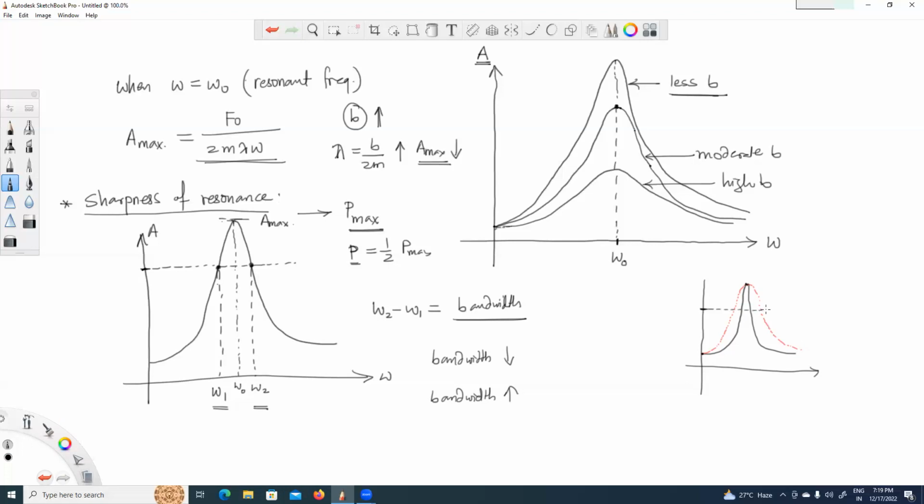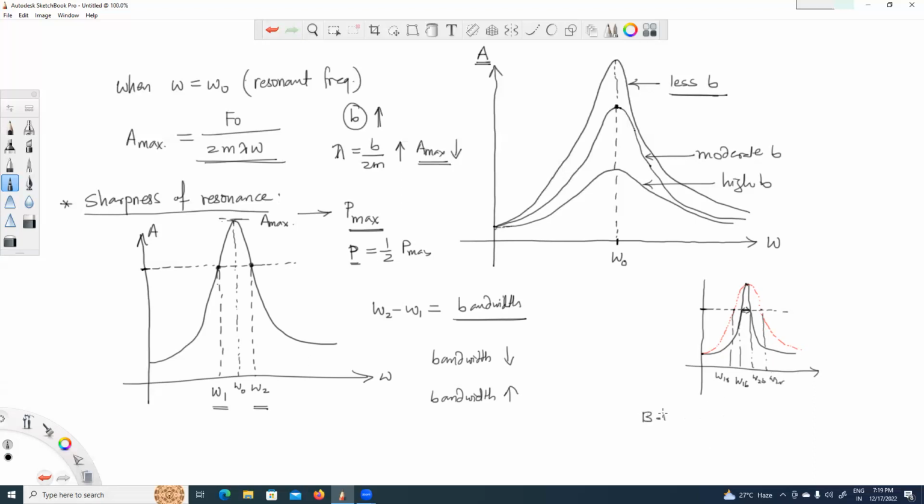And if I take the corresponding frequencies, for the black graph, this is the bandwidth. And for the red one, this is the bandwidth. So let me write this down. This is the frequency omega 1B, and this is the frequency omega 2B. B for black. And this is omega 1R, R for red. This is omega 2R, R for red. So bandwidth.